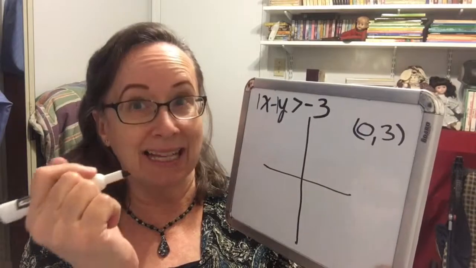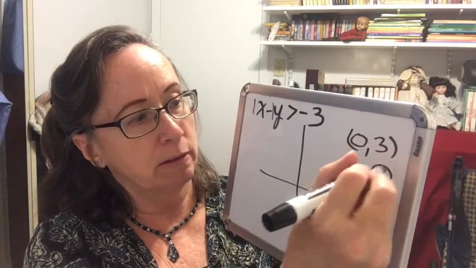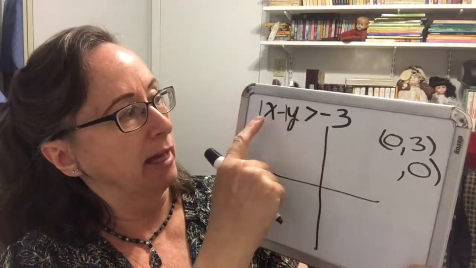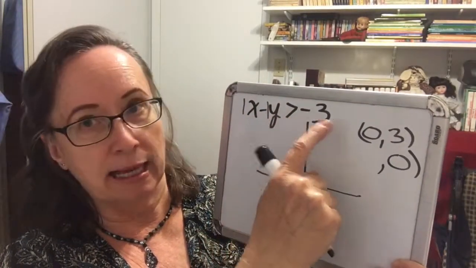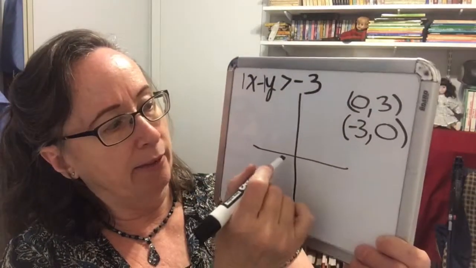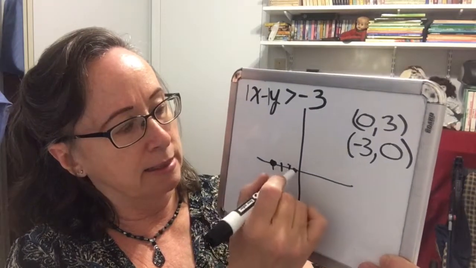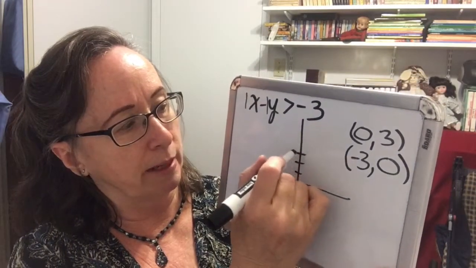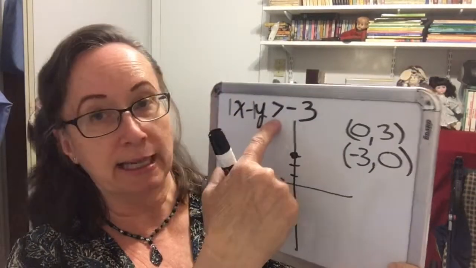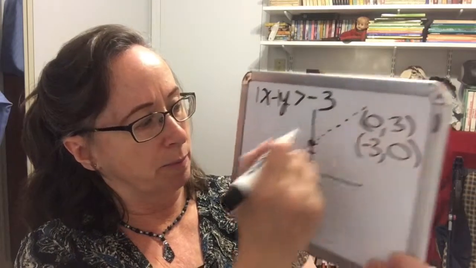To find my x-intercept, then I will let y be 0. If I let y be 0 and cover that up, then I have x is -3. So -3 is x, and then I would go 1, 2, 3, 0, and 0, 1, 2, 3. All right, so since I've got my 2 points, it's again a dashed line. There's no equal, so we'll make it dashed.